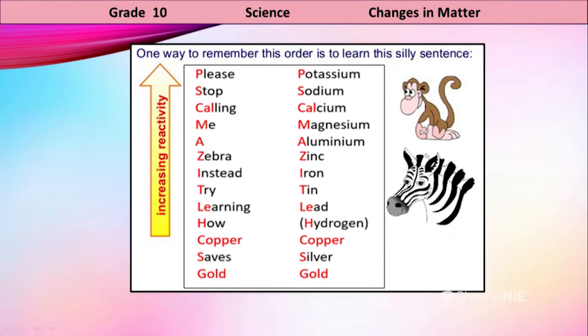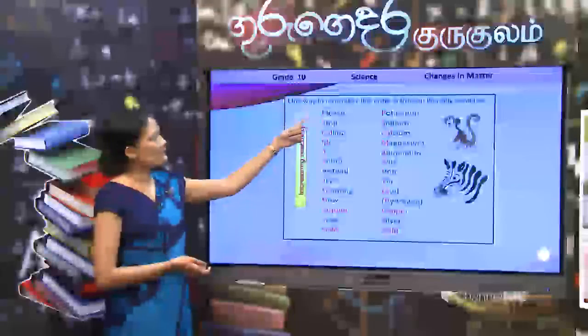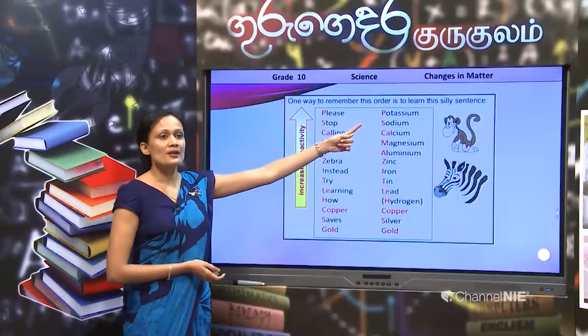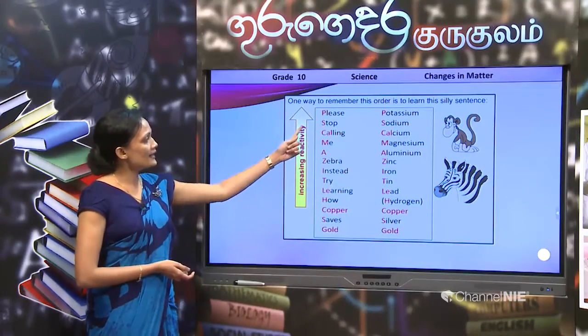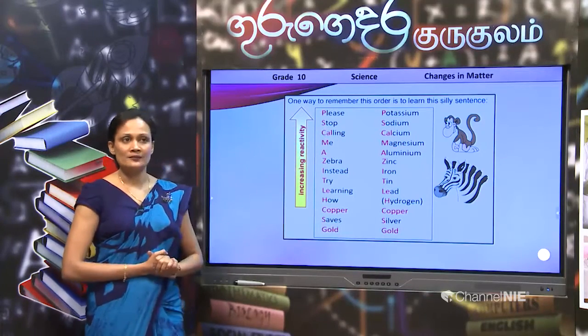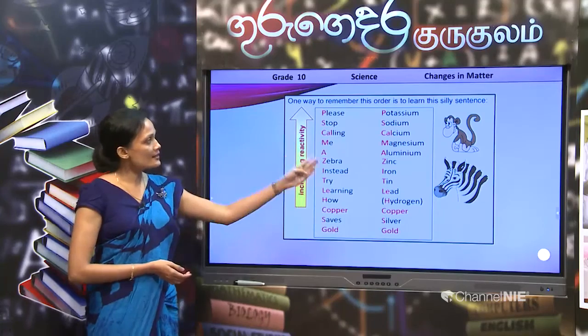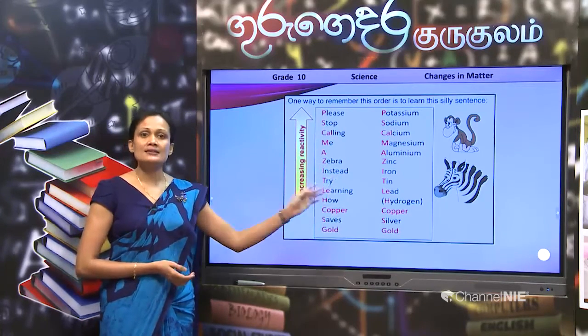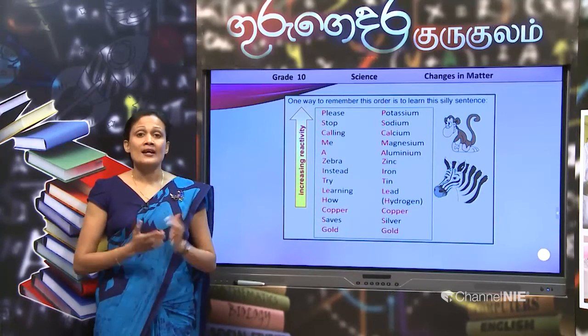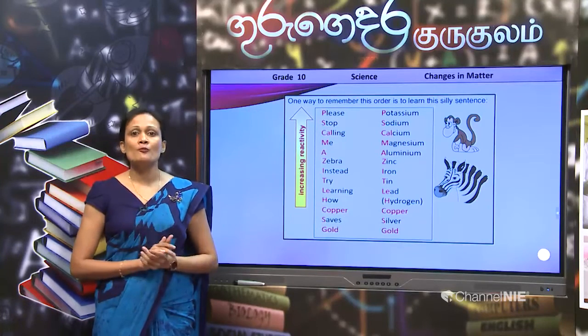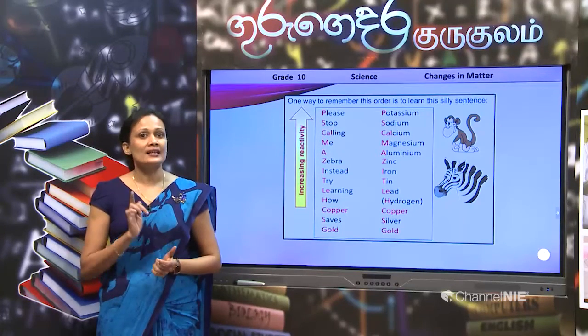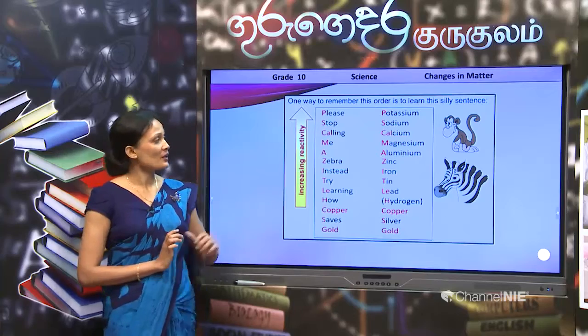Look at the first letter of each word. Please, P represents potassium. Stop, S represents sodium. Likewise, the first letters of those words represent the metals in the activity series. That's why it is easy for you to memorize the activity series. Okay.